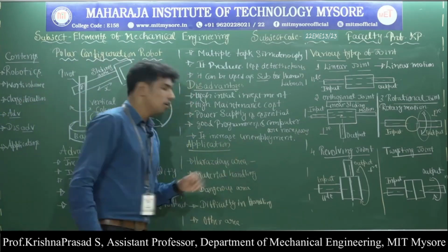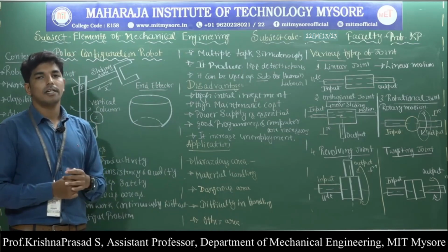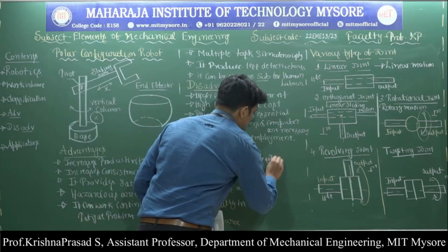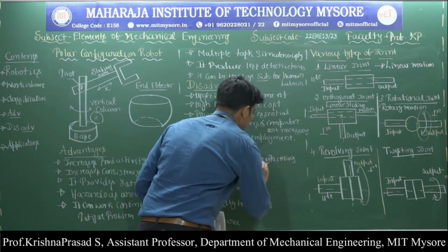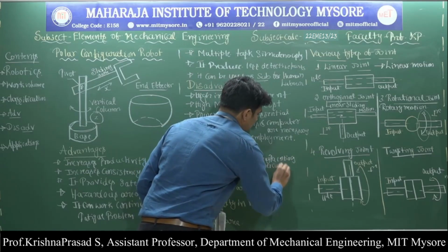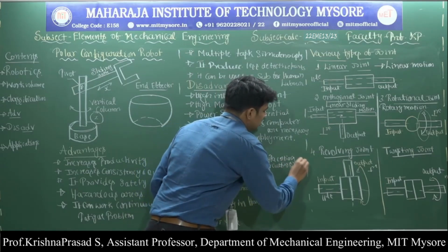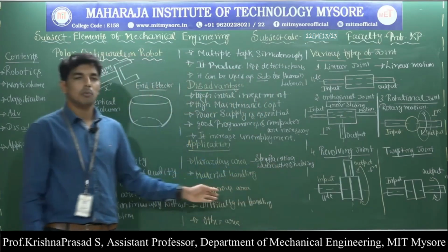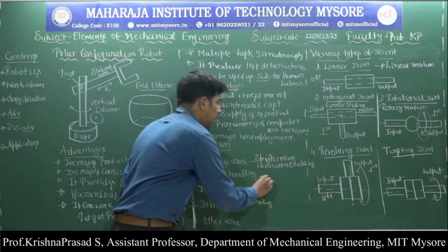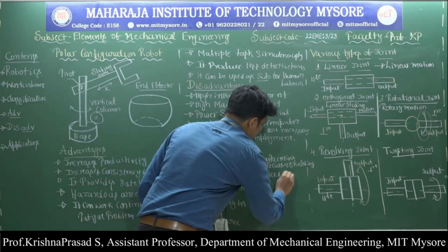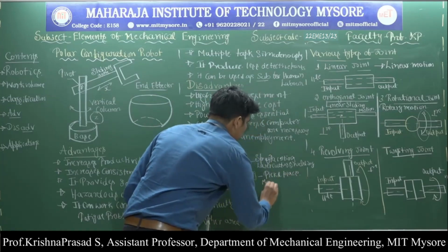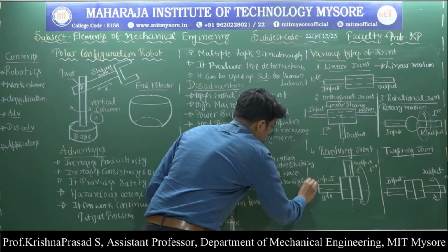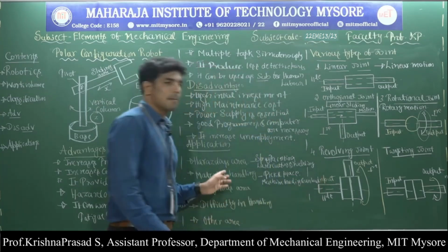The very first is hazardous areas. The industrial robot can be operated in hazardous areas like spray painting, laser cutting and welding operations. Then material handling, like pick and place operations and machine loading and unloading. In these, we can use the industrial robot.